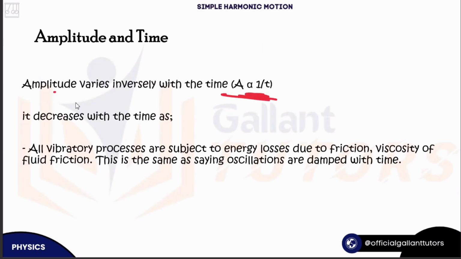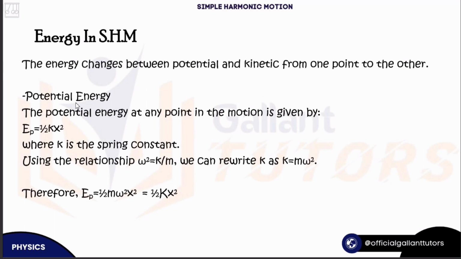Alright, so energy in simple harmonic motion. This is very simple and easy for you to comprehend since I've been saying it all this while. The energy changes between potential energy and kinetic energy from one point to another. In the course of a motion, it alternates between kinetic, potential, kinetic, potential, and rest like that. The combination of both gives what is known as total mechanical energy. So first, I'll start from one of the components, which is potential energy.